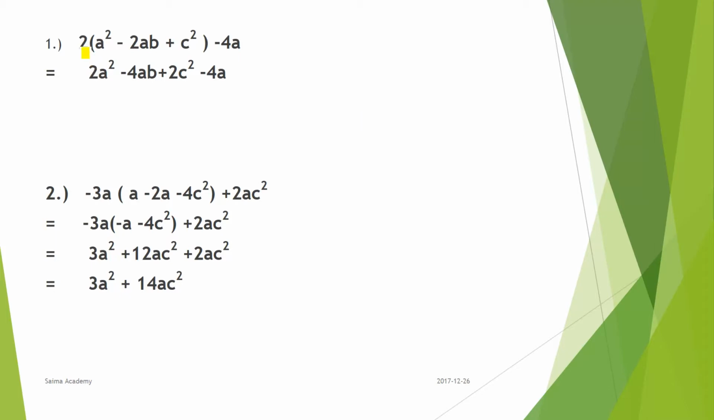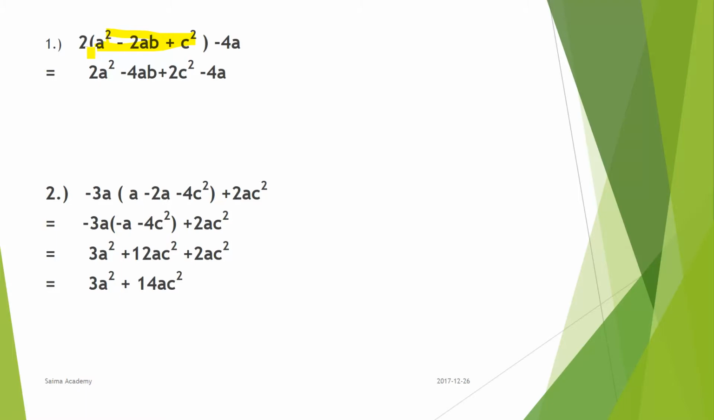Question number 1 is 2 and then the bracket, this parenthesis. In the parenthesis we have a square minus 2ab plus c square. According to BEDMAS, you have to open the brackets or parenthesis first. Whatever is inside the bracket, you have to solve it. In this parenthesis we have a square minus 2ab plus c square. This is ab, this is a square, so we cannot do anything here because all these are separate.